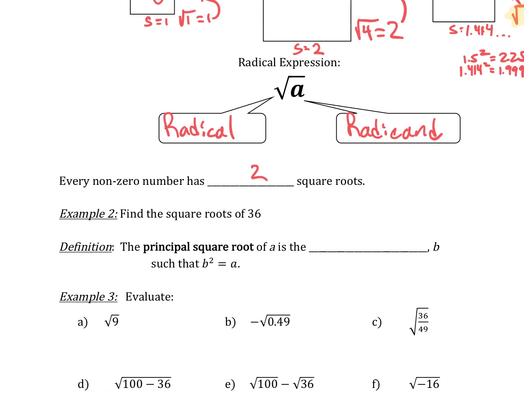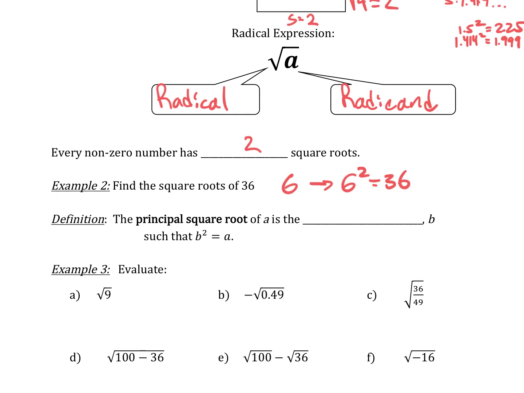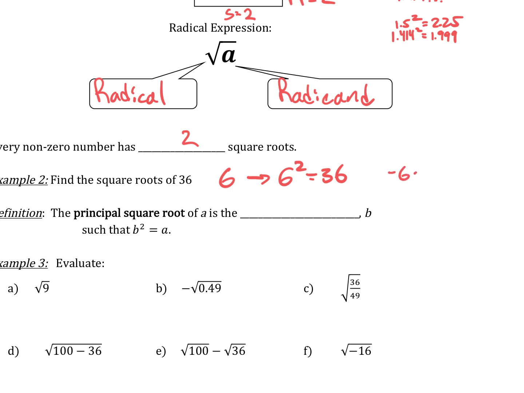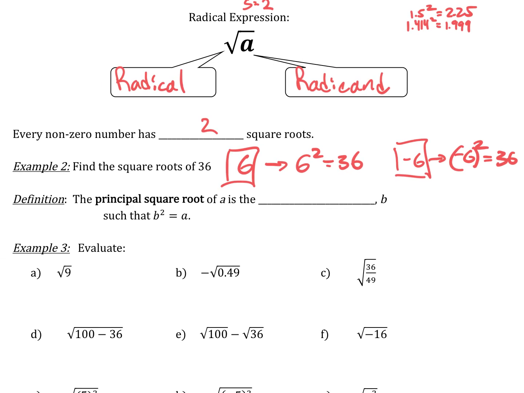For example, the square root of 36 is 6, because 6 times 6, or 6 squared, is 36. Is there another number that we can square to get 36? Well, what about negative 6? If we take negative 6 and square it, we get 36 also. So there are 2 square roots, a positive square root and a negative square root. Now, often we just want the positive square root, and we call that the principal square root.